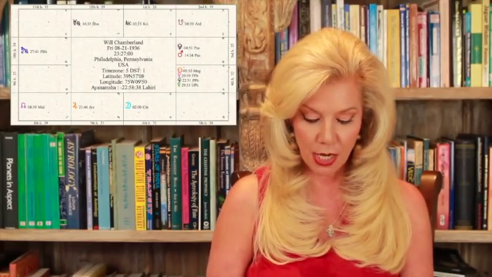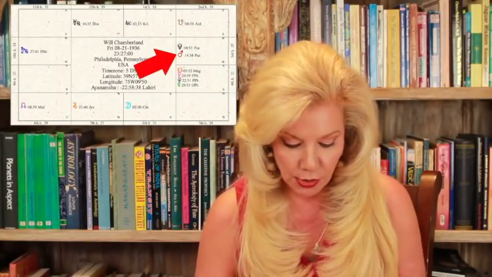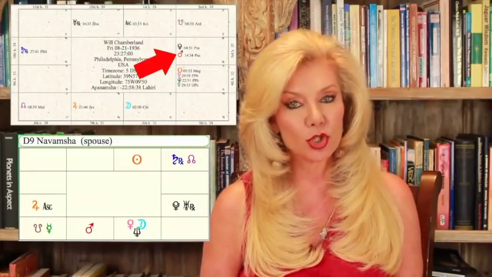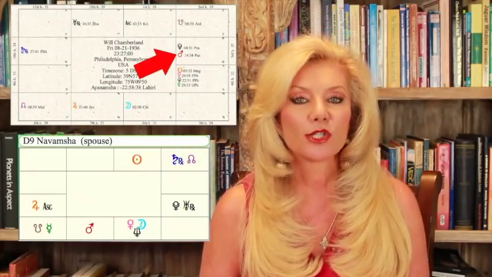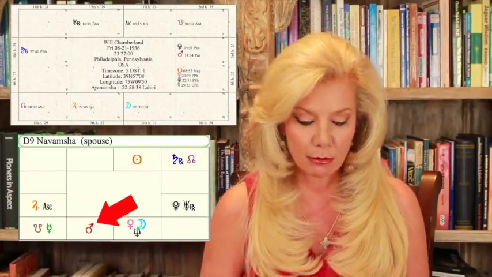He was born August 21st, 1936 at 11:27 p.m. in Philadelphia. So looking at his chart, let's go right to Mars. Again, we have debilitated Mars in Cancer. But where does it go in the Navamsha? Just like before, just like Michael Jordan, Mars goes to Scorpio in the Navamsha.